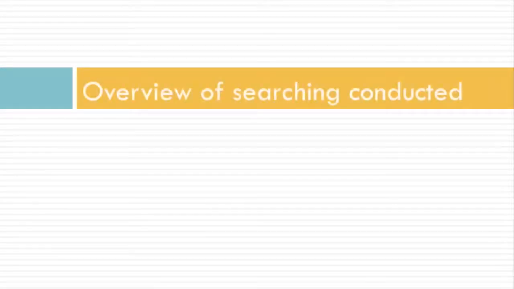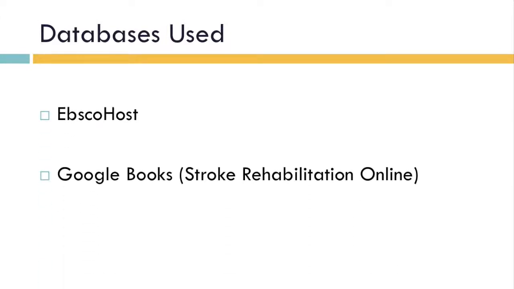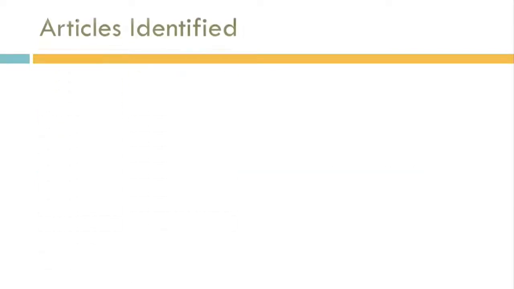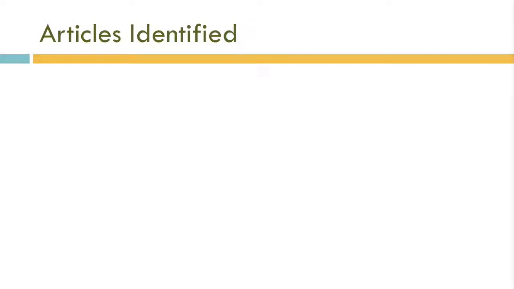Overview of searching conducted. The databases that were used were EBSCO Host and Stroke Rehabilitation Online, which is found in Google Books. The first article that was identified was on the effect of constraint-induced movement therapy on upper extremity function 3 to 9 months after stroke. This was a study done in the year 2006 by Wolf et al.